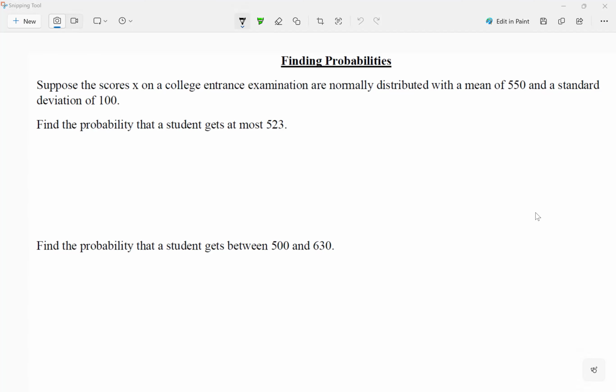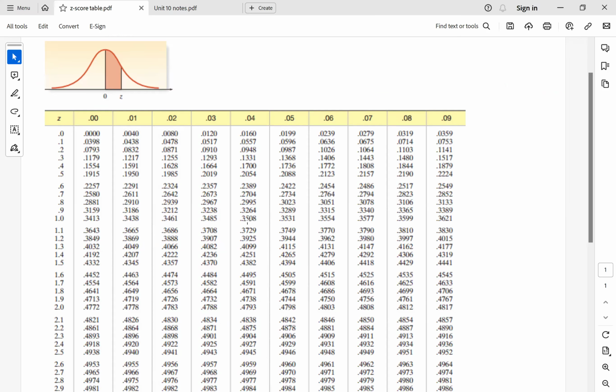Okay, so we're going to continue using our z-score table. We're going to be looking at finding probabilities today. The z-score table is available in the notes on the module, so you guys can log in. It is this table right here. We've been working on how to use it, and we're going to continue using it today, finding the probabilities for the data given.